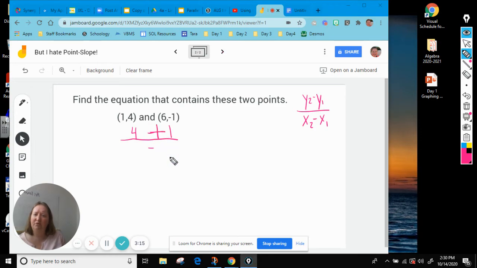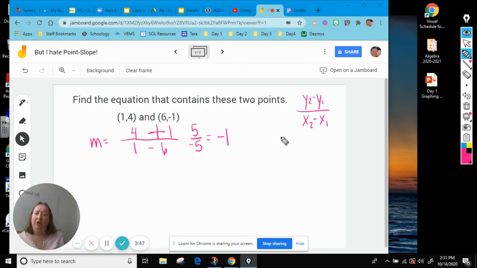Minus and a minus turn into a plus. Then I'm going to take the x values, 1 and 6. 4 plus 1 is 5. 1 minus 5 is negative 5. That simplifies to negative 1. So what did I just discover there? I found the slope. Now remember, you want to find the slope and the y-intercept in order to make this line work.